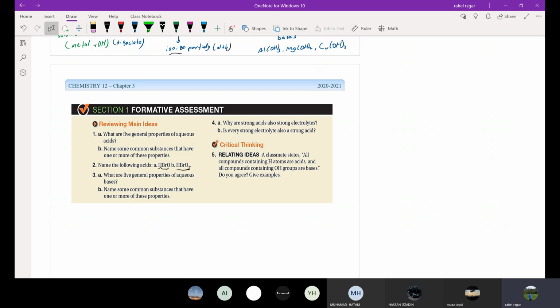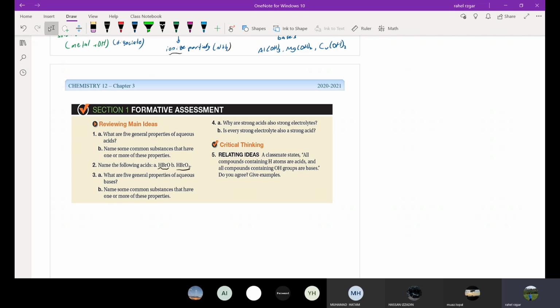But B says, is every strong electrolyte also a strong acid? No. Not every strong electrolyte is a strong acid. Why? Because there are other things that are also strong electrolytes.